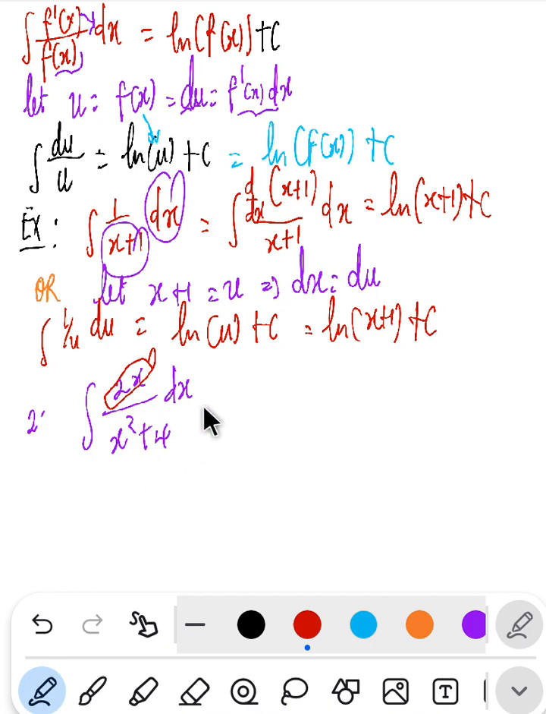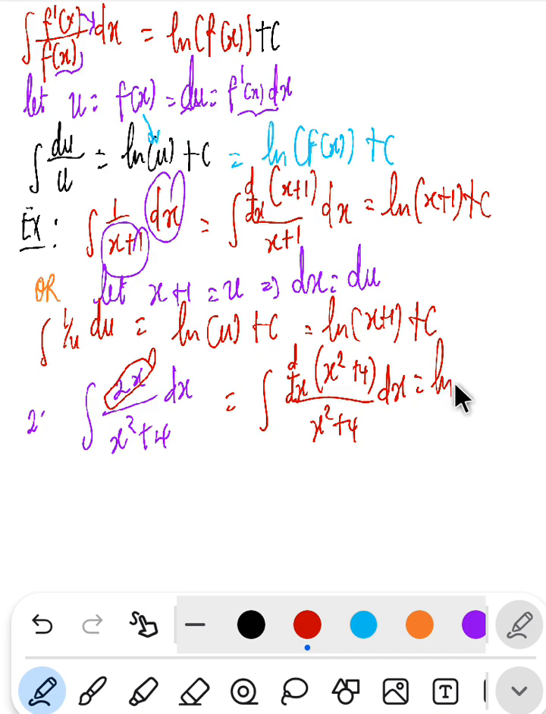So we can now write this integral as the integral of d dx of x squared plus 4 over x squared plus 4 dx, instead of writing 2x, since we know that if we differentiate x squared plus 4, that is 2x. That's why I write it this way. So definitely this will give us natural log of x squared plus 4 plus the constant c. If you don't want to solve it this way, you can use the second method I taught you guys. So that will be the answer.